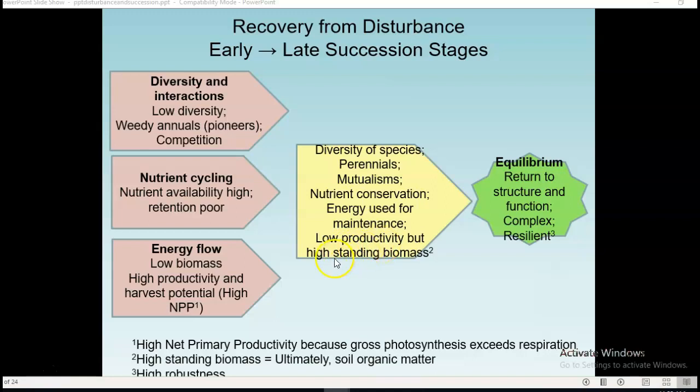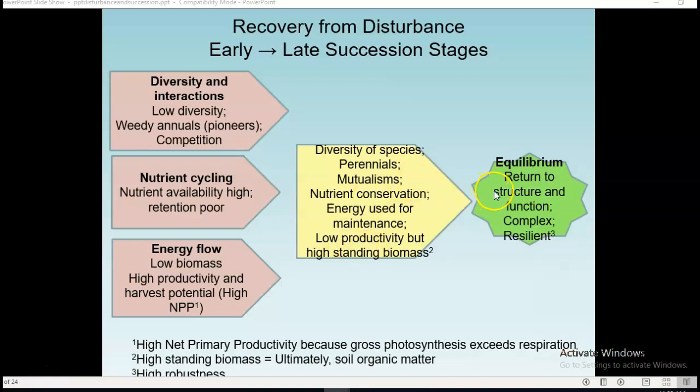But keep in mind, it maintains a high standing biomass. And I've footnoted this too to remind you that the high standing biomass does require more energy for maintenance, for respiration. So our net primary productivity goes down. But the biomass, what that is, it's ultimately our soil organic matter. Because we're not harvesting everything. We're leaving some of the biomass in the system, and we're going to feed the soil. So that's an important part of fertility.